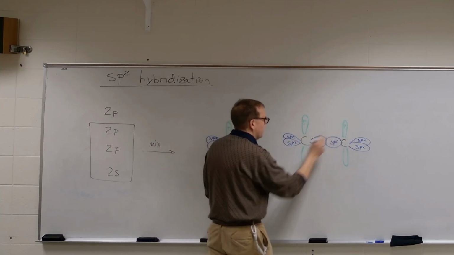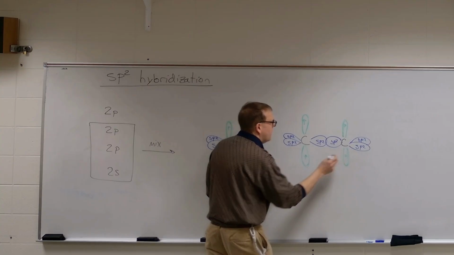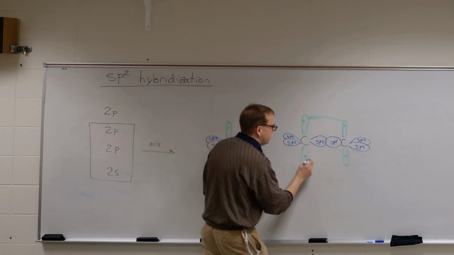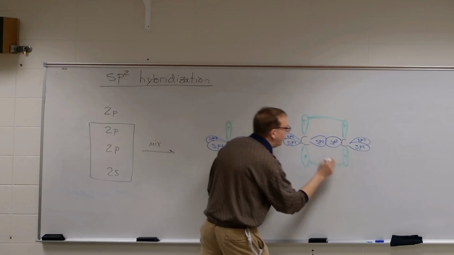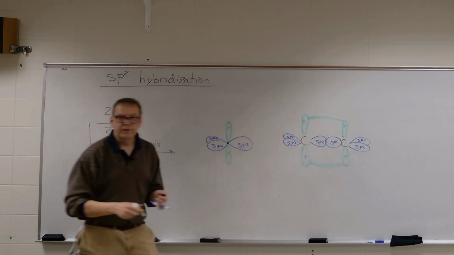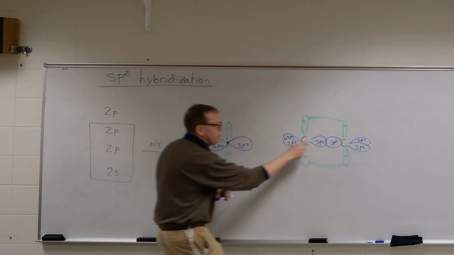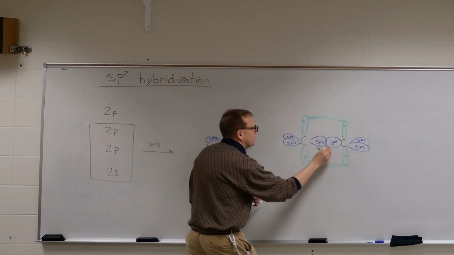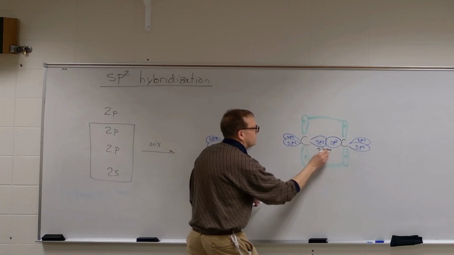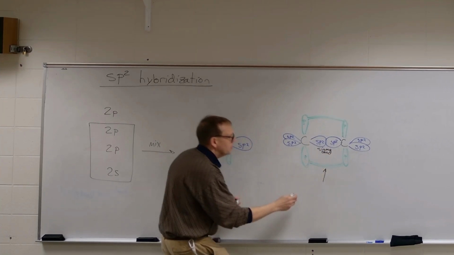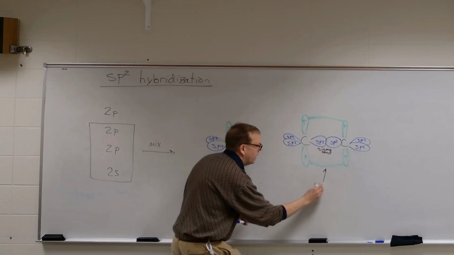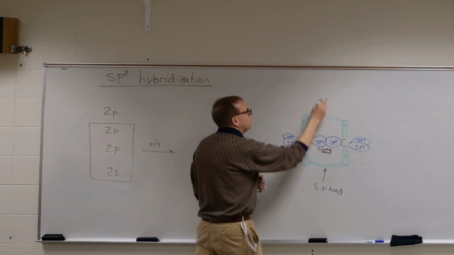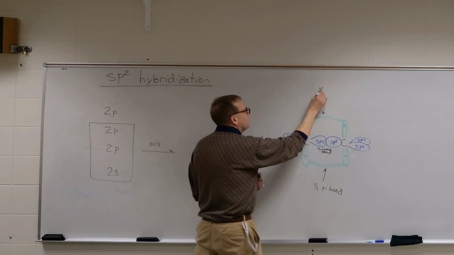P, P, P, P. And these p orbitals overlap too. So there is some bonding that happens between the p orbitals. So there's two bonds actually between these two carbons, two different kinds of bonds. This bond between the hybrid orbitals, this is called a sigma bond. This overlap between the p orbitals, this is half of a pi bond. And this overlap up here is also the other half of a pi bond.